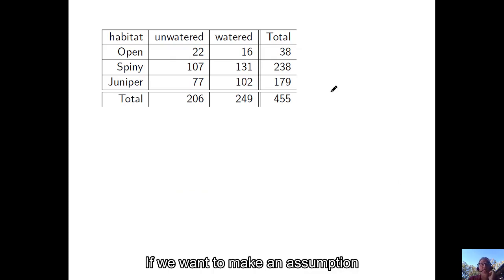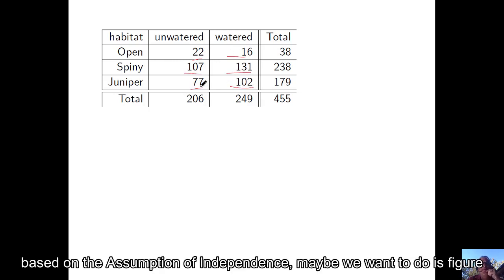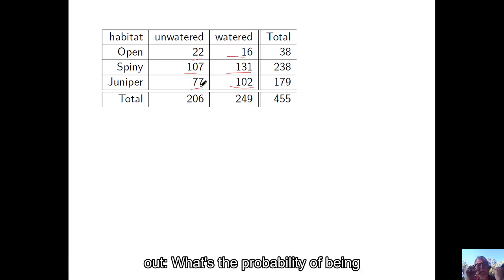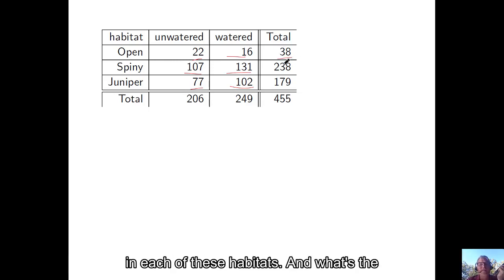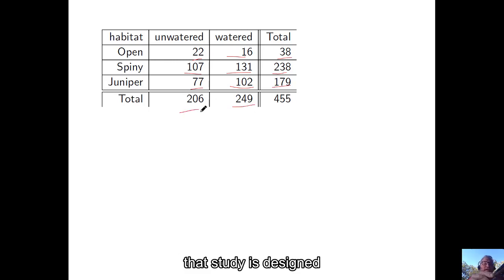If we want to make an assumption about the expectations for each of these cells here in the data columns, based on the assumption of independence, maybe what we want to do is figure out what's the probability of being in each of these habitats and what's the probability of being in each of these conditions. So like the idea would be that the study is designed to look at open habitats. Some fraction of plants are presumably half are watered and half are unwatered, and you look at how many emerged.